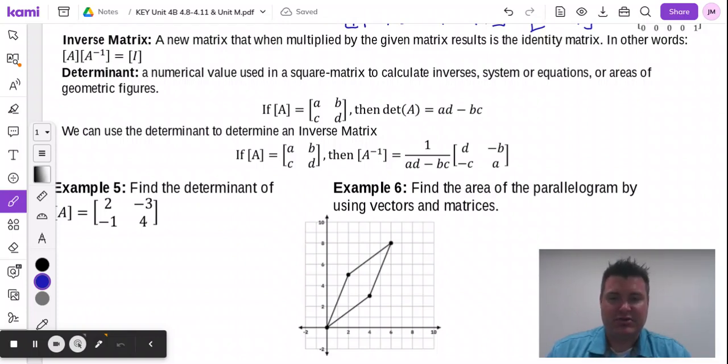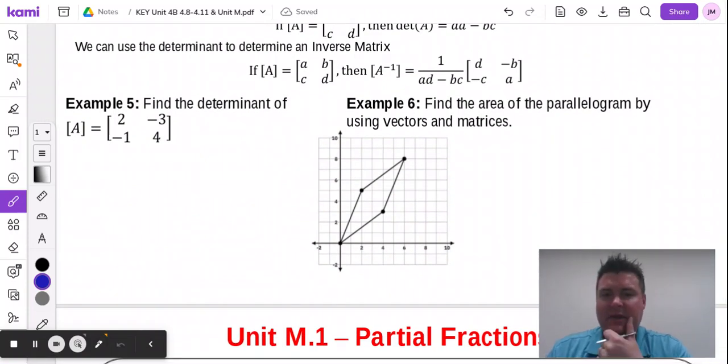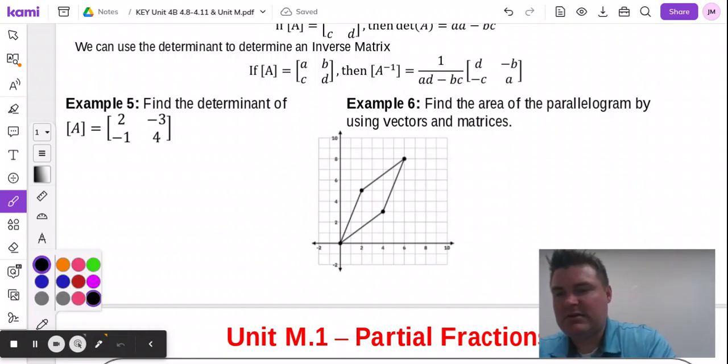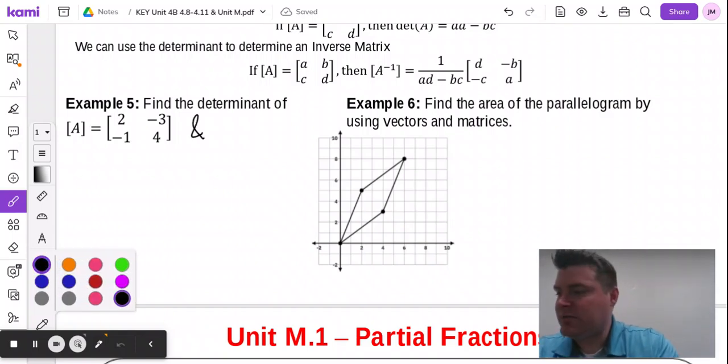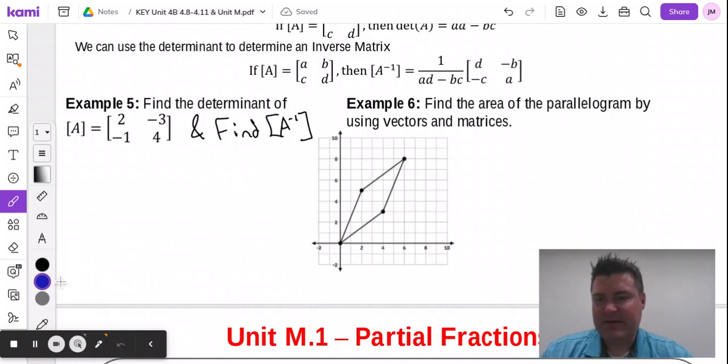the identity matrix. Okay. So what we're going to do here is find the determinant of this. And actually, I forgot to add this in. And we're going to find A to the negative 1. Okay, so we're going to do 2 things here. Forgot to add those directions in, but whatever. Okay, so find this determinant first.